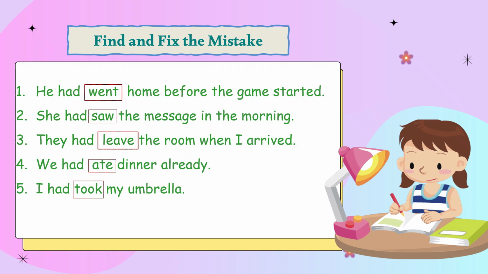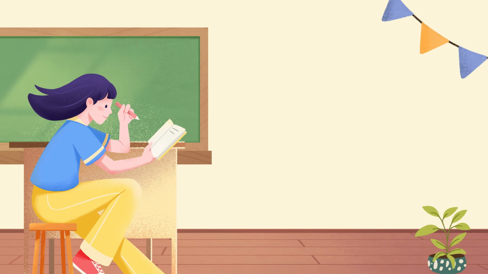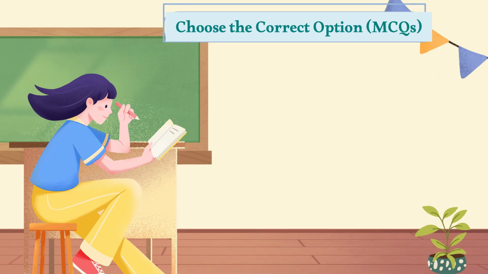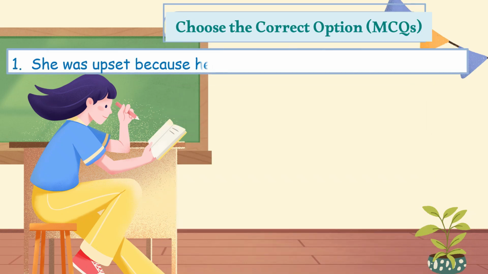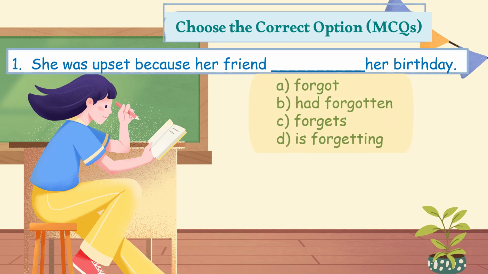Let's do another activity. Choose the correct options. She was upset because her friend had ___ her birthday. The options are forgot, had forgotten, forgets, is forgetting. The correct option is had forgotten.